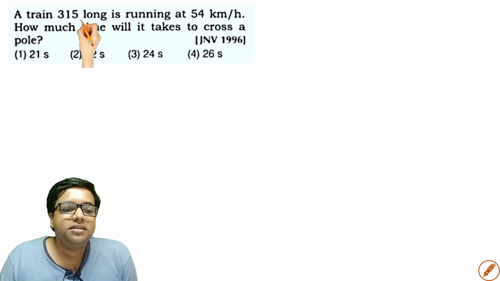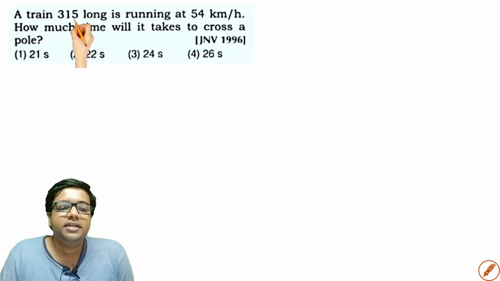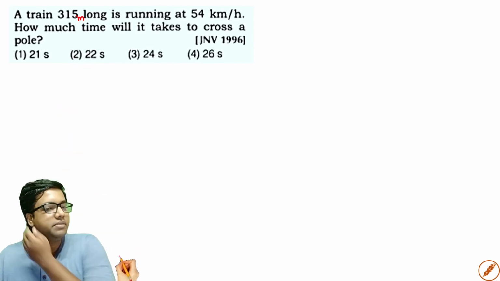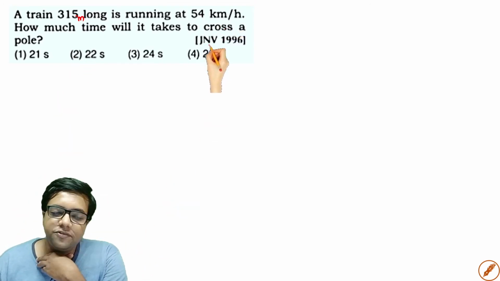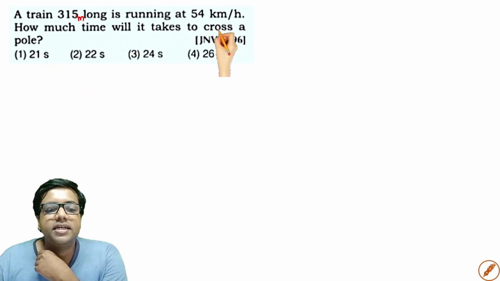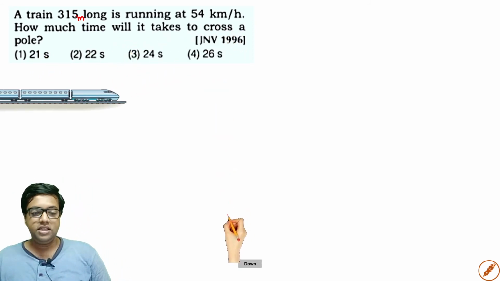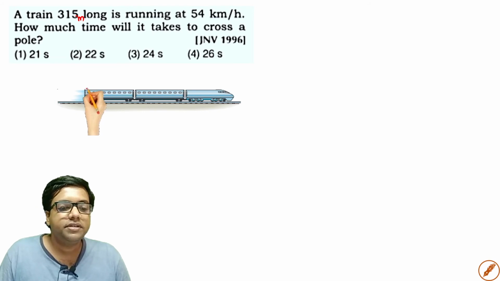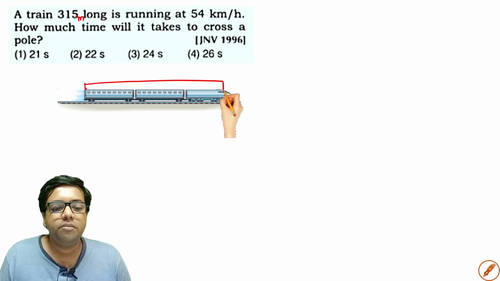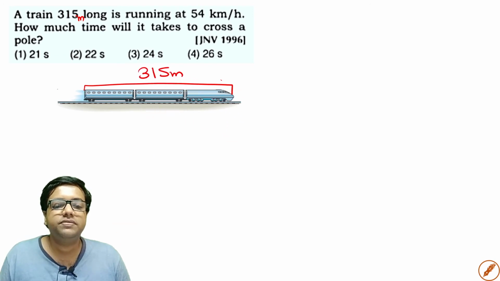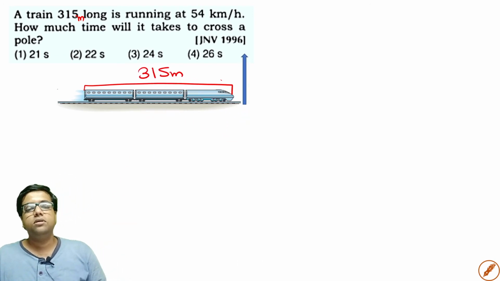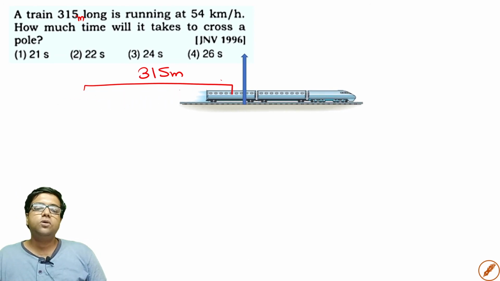A train 315 meters long, okay, this is 315 meters long, is running at 54 kilometer per hour. How much time will it take to cross a pole? Same kind of question. There is a train which is around 315 meters long, and there is a pole, and it needs to cross over the pole.